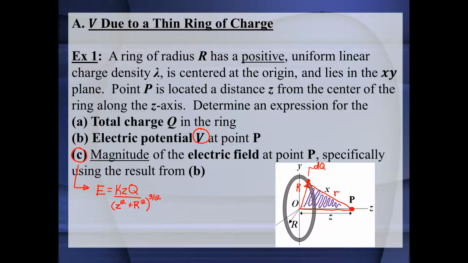Okay, and this angle down here, even though it doesn't look like it, this actually is a right angle. So it's a right angle between that line from the center of the ring to point P and that line of the radius of the circle. So we can see then that we can use Pythagorean theorem to calculate the value of r.